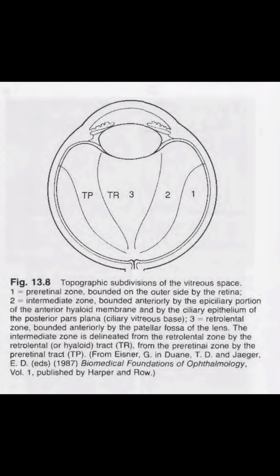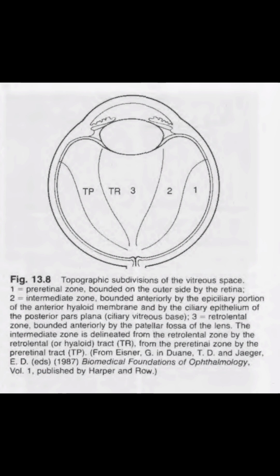Now there are three zones, topographic subdivisions of the vitreous space. There are three zones. Three, two, one. The third number here is the retrolental zone, that is bounded in between the two retrolental tracts. The vitreous space is called the retrolental space or retrolental zone. And then there is the intermediate zone between the retrolental tract and preretinal tract, and then the third zone is the preretinal zone, that is bounded on the outer side by the retina.